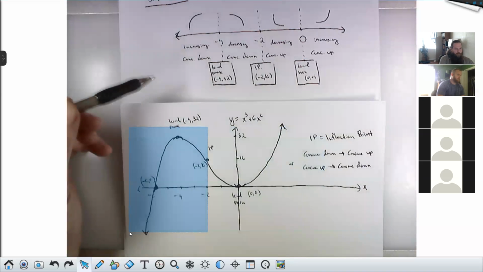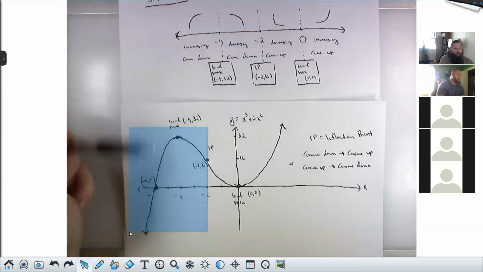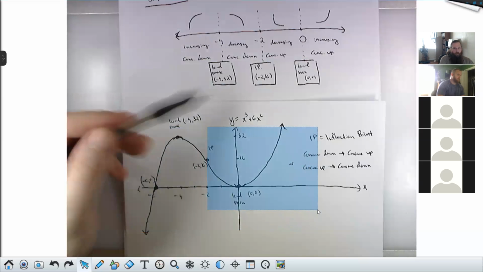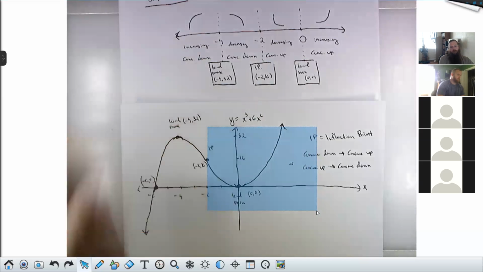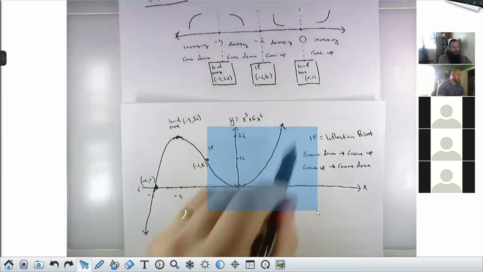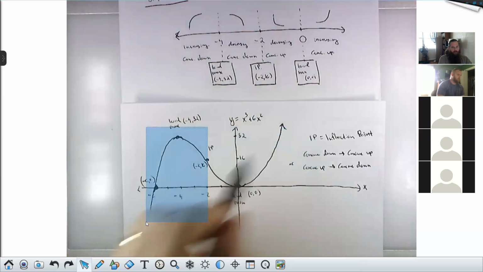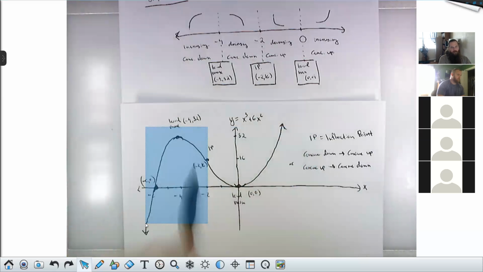Imagine you pour some water on top of this. It would all run off the side. That's what it means to be concave down. On the other hand, if you pour some water over here, it would all kind of pool up. That's what it means to be concave up. So this kind of bowl shape is concave up, and this kind of upside down bowl shape is called concave down. So that inflection point is the point where the concavity changes. Cool stuff, right?